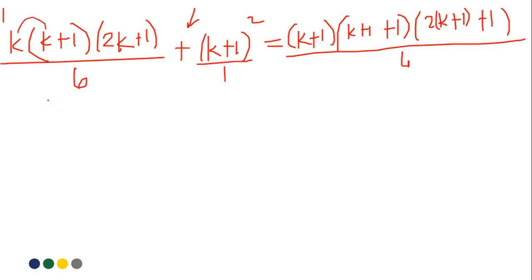Next! So, simplify na natin yung mga numbers dito. So, what is k times k? Sagot kayo, k squared. K squared. Plus k times 1? K. Wait. Hindi tayo pwedeng mag-ano dito.